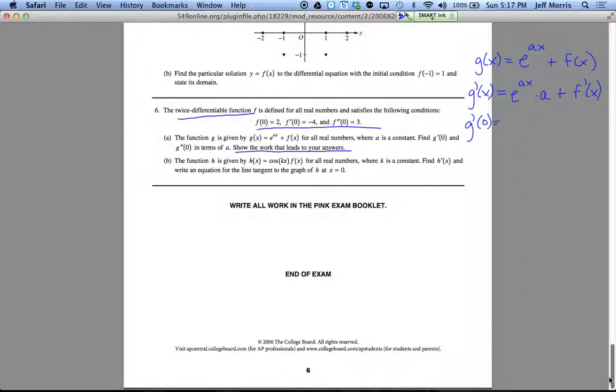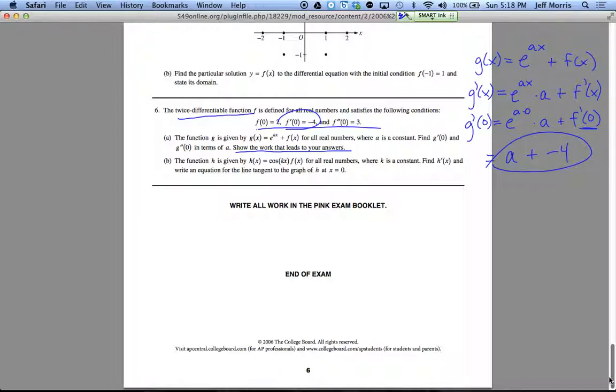e to the a times 0, times a, plus f prime of 0. Now you're probably like, oh, okay, f prime of 0. They gave us that. That makes sense now. What's e to the 0? 1, so you're going to have 1 times a, which is a, plus f prime of 0, which is what? Negative 4, so there's your answer. A minus 4.